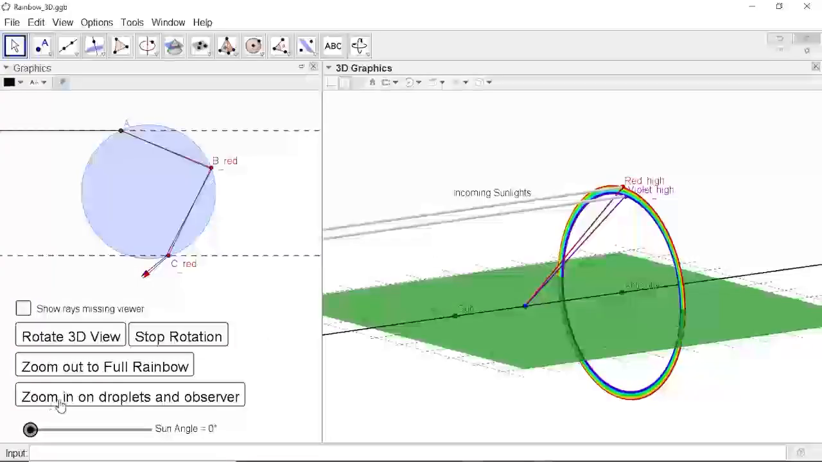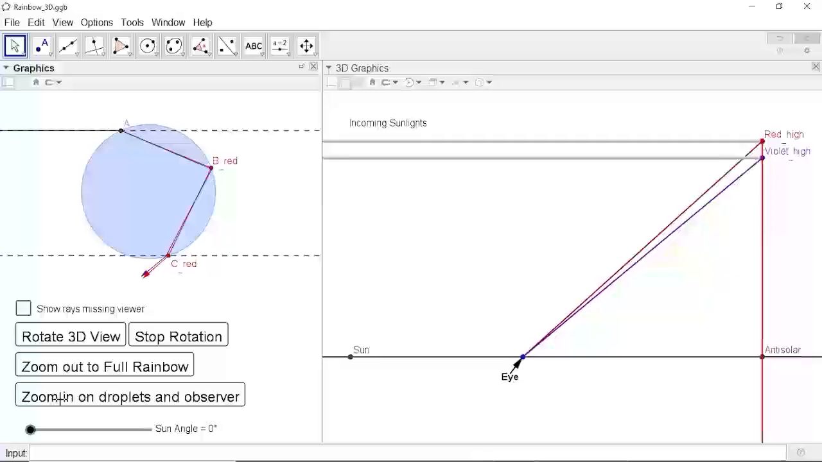Now we zoom in to observe the cross-section of the 3D model, the meridian plane. Compare the models on both sides. On the left, we see 2 rays coming out from a single drop. On the right, we also see 2 rays of the same colors, but from 2 drops differing in their heights. The higher drop is colored in red, sending a red ray towards you.